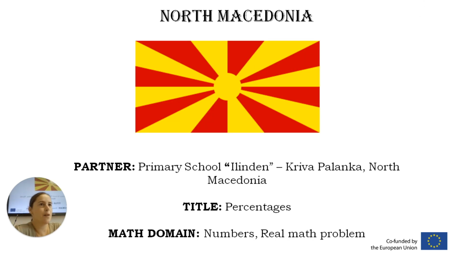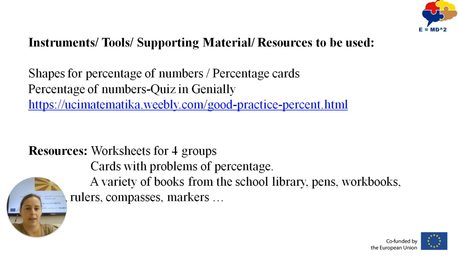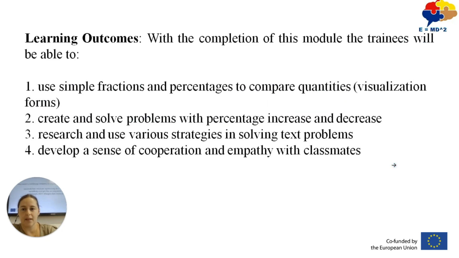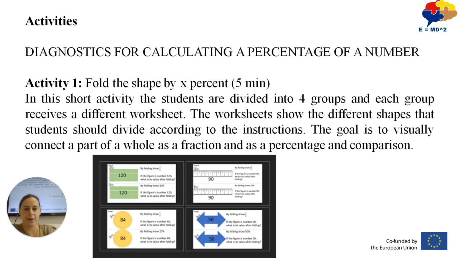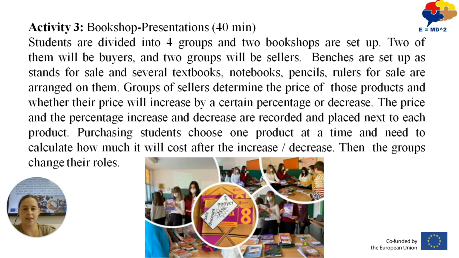Okay, then we go on North Macedonia from Ilinden. There are 2 good practices. The first one is related to percentages. Okay, the same thing with instrument, resources used. The outcomes. Should I read maybe all or just go further? They are here, so. Okay. The description and why it is a good method, the same, developing critical thinking, communication, collaboration, creativity. The activities, with all the pictures inserted here, there are pictures from their activities in the classroom.